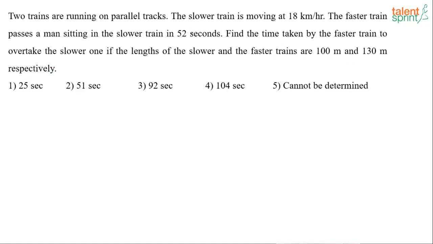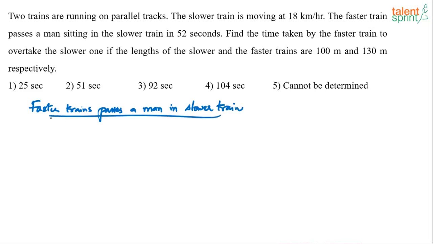Now let's look at this first case, right? The faster train passes a man in the slower train. Now we have discussed this in detail in our videos. I'm sure all of you know the concept. I'll just put the formula here. What happens? See, it's about relative speed.